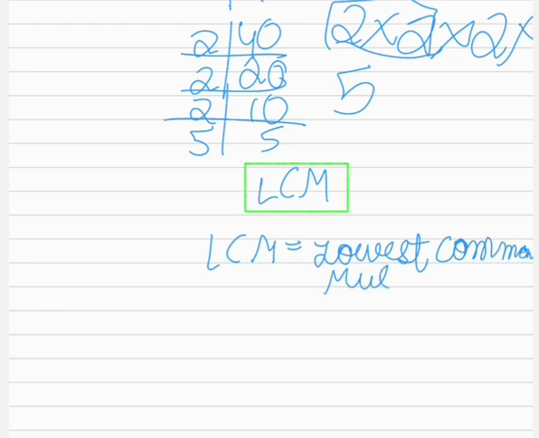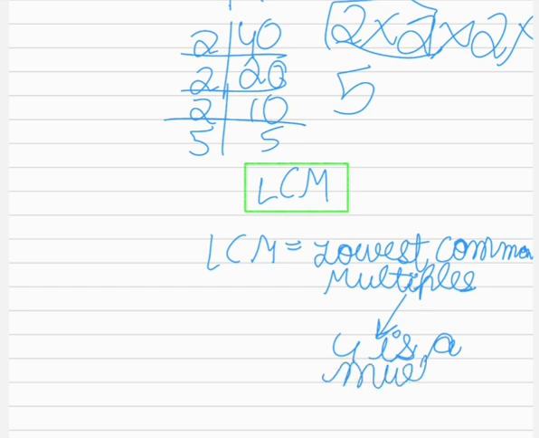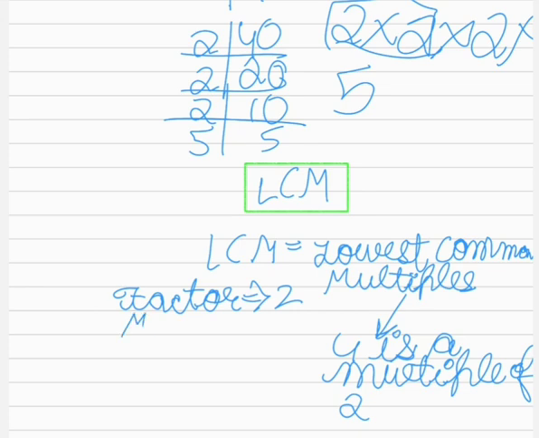Lowest common multiple. What are multiples? Multiples are the numbers that come in that number's table. For example, 4 is a multiple of 2, because 2 is a factor of 4 and 4 is the multiple of 2. A multiple is a number which has the number as a factor. If the factor is 2, then the multiples can be 4, 8, 12, etc. You can see that 4 is coming in the table of 2.